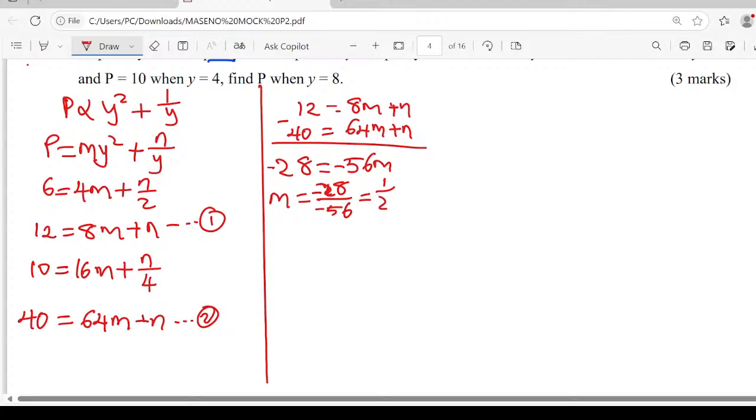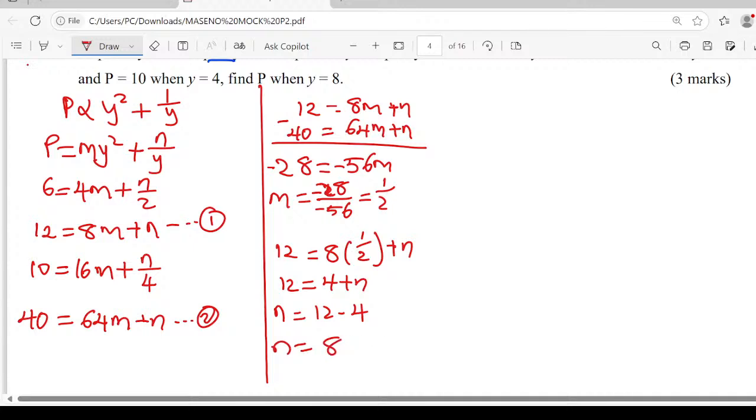So once I have m as a half, I also need to get n. How do I get n? I know that from the first equation, 12 is given by 8m, which is now a half, plus n. So 12 is equal to 4 plus n. So n will be 12 minus 4, meaning our n is going to be 8.